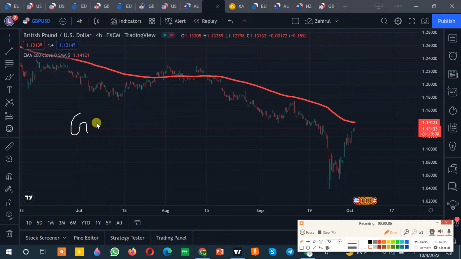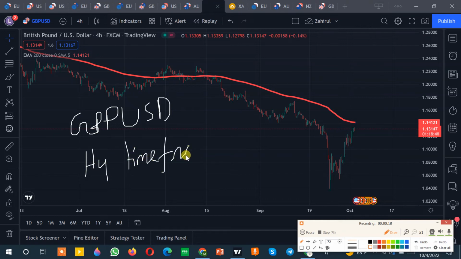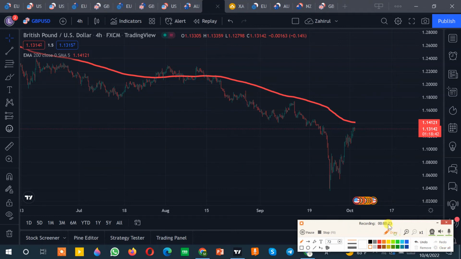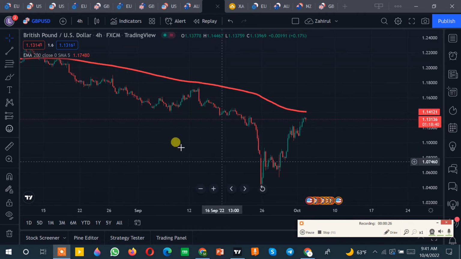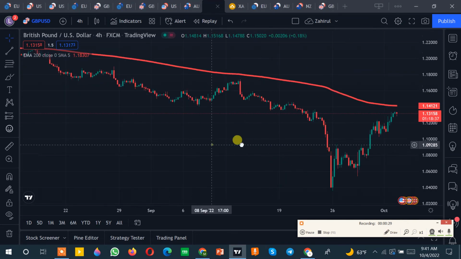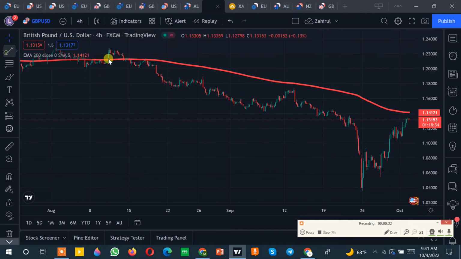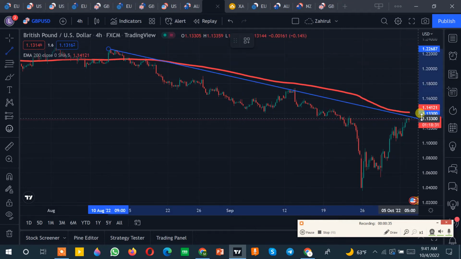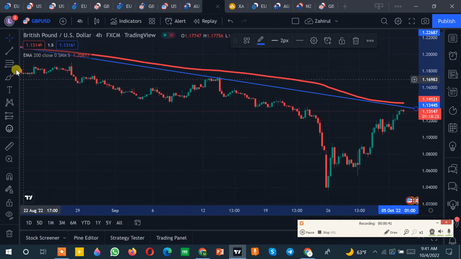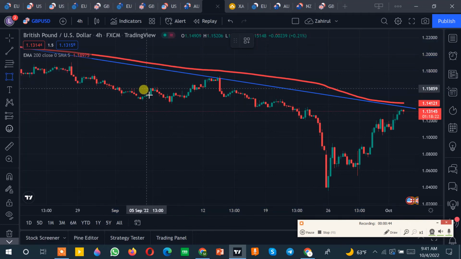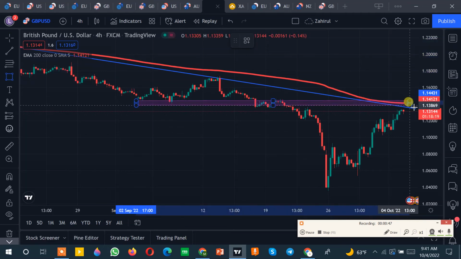This chart is for GBPUSD and for H4 time frame. From this chart, if we're making a trend line here, this is the trend line. It's a horizontal resistance area.